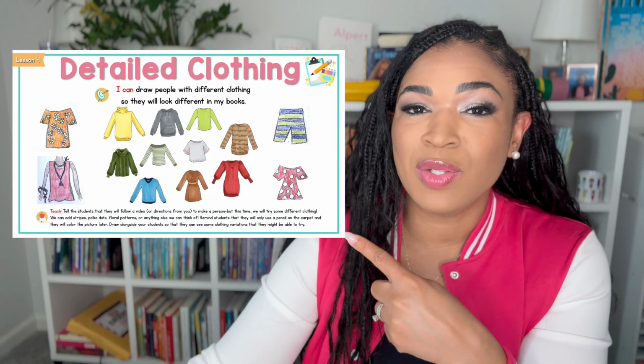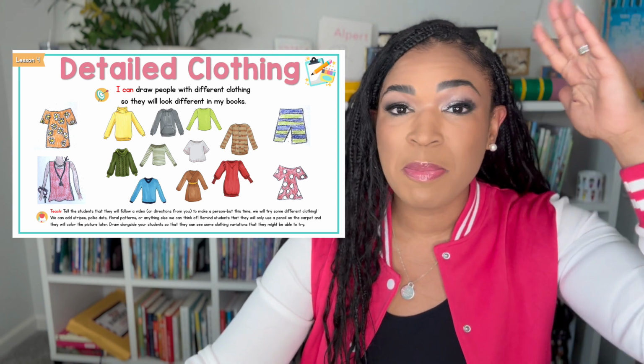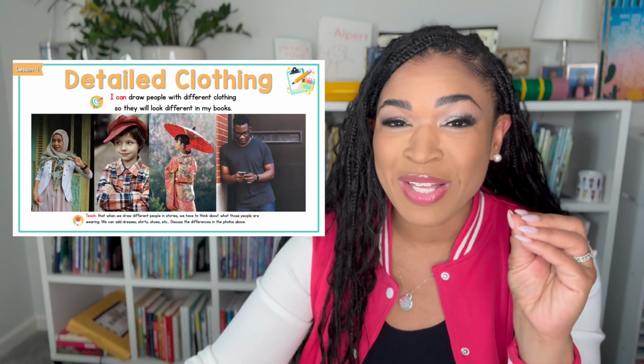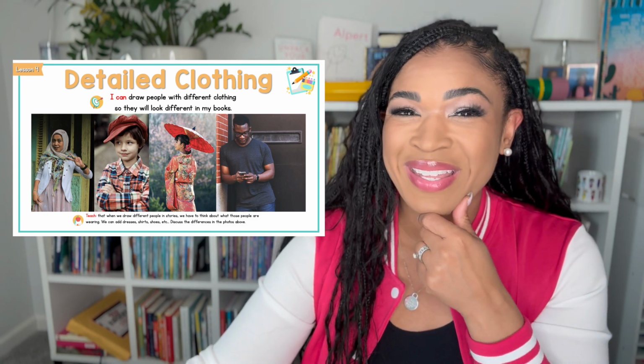Lesson 2, detailed clothing. Again, same idea. Everybody shouldn't be wearing the same thing. I shouldn't have people who are purple from head to toe, right? We want to make sure we're paying attention to the details of the people that we are trying to draw, and detailed clothing is a great way to get that done.